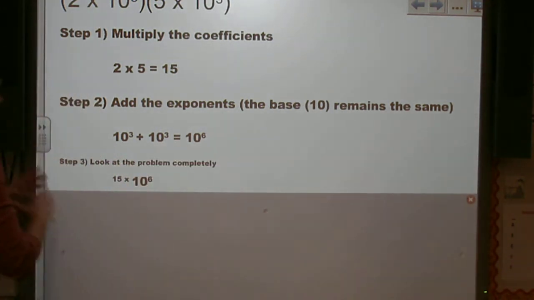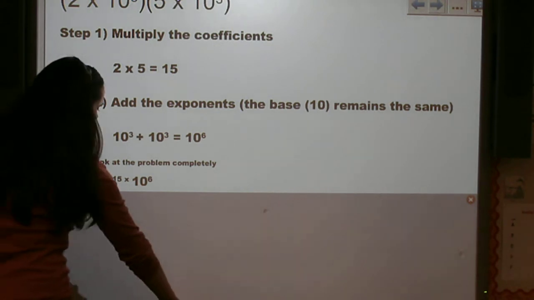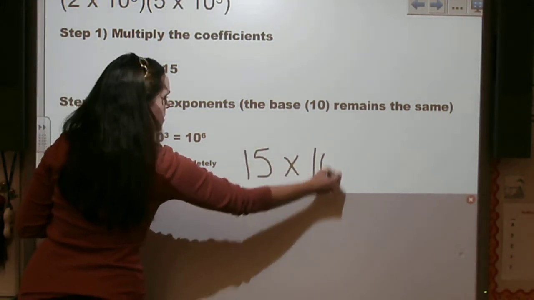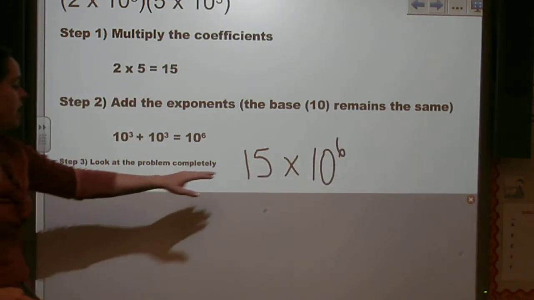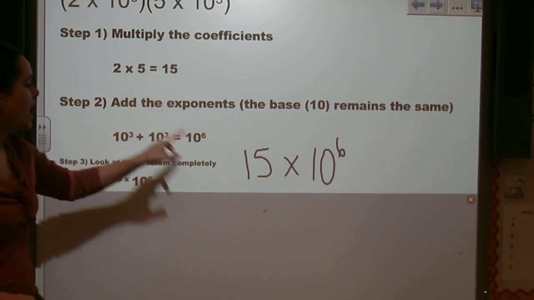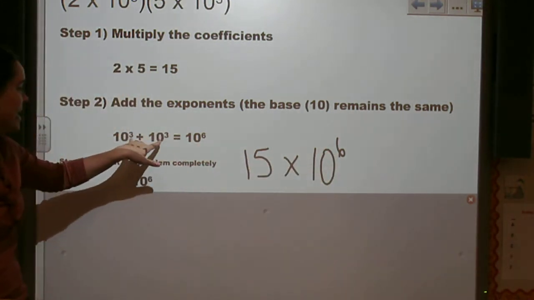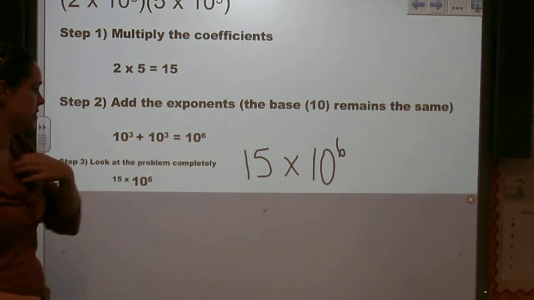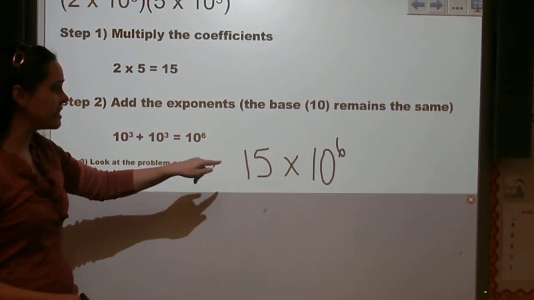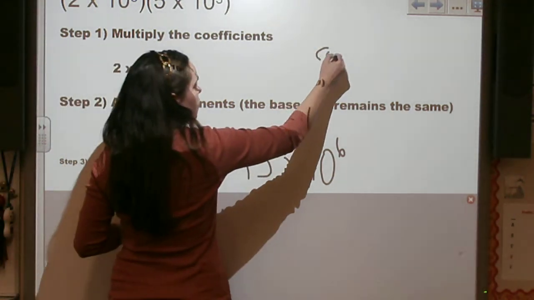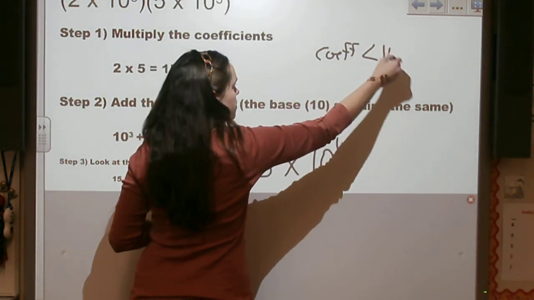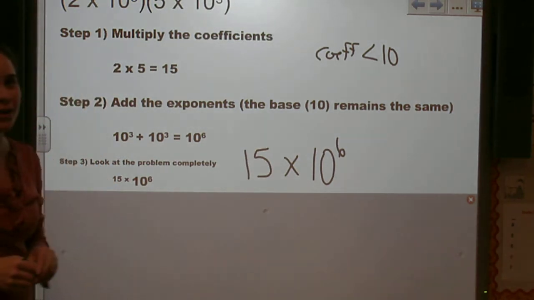Alright, step 3, I want to look at the whole problem completely, and I'm going to rewrite it. I have 15 times 10 to the 6. Now remember, I've got the 15 from multiplying my coefficients, 2 times 5. And I got the 10 to the 6 from adding my exponents, 3 plus 3 is 6. Now if you notice, this is not in scientific notation, because in scientific notation, that coefficient has to be smaller than 10. Right now it's greater than 10.